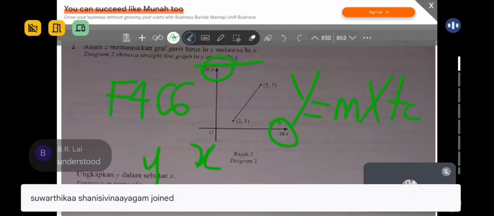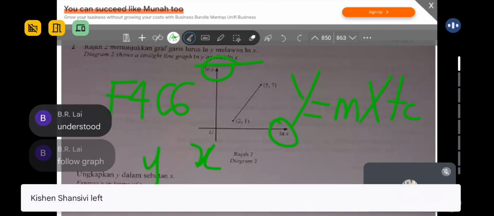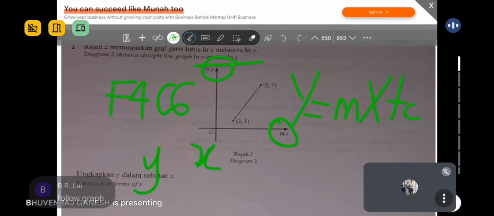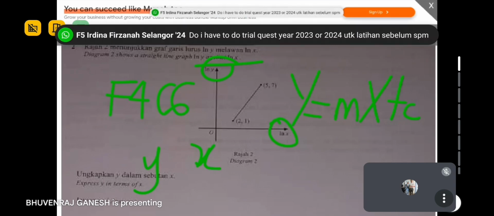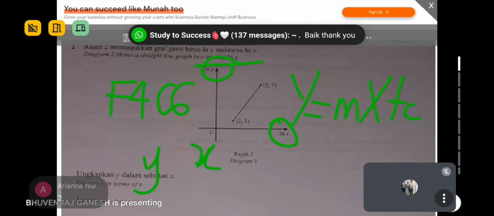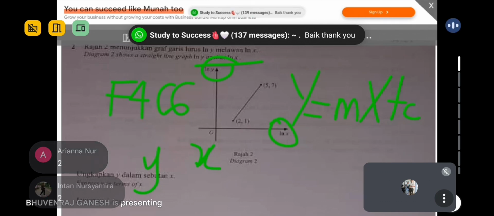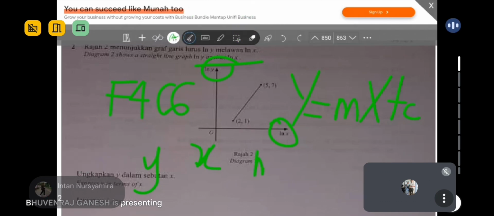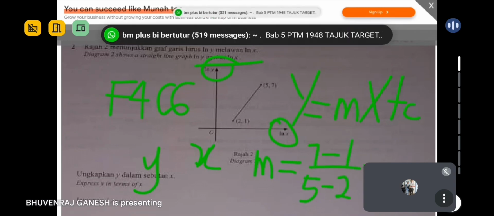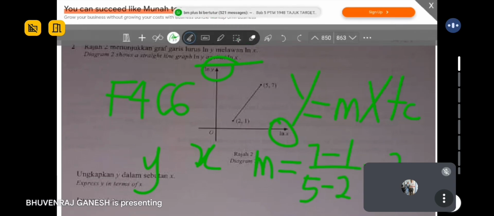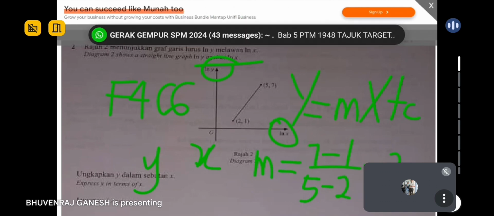Okay guys, so can Ariana boleh bagi tahu saya apa nilai kecerunan kamu kat sini? What is your gradient? Selepas kamu kira. Yes, follow graph, correct. Yang lain pun boleh jawab. Okay, yes. The answer is 2. Okay, yes. Your gradient is 2. Okay, 7 minus 1 over 5 minus 2. Okay, so gradient is equal to 2. Kecerunan.